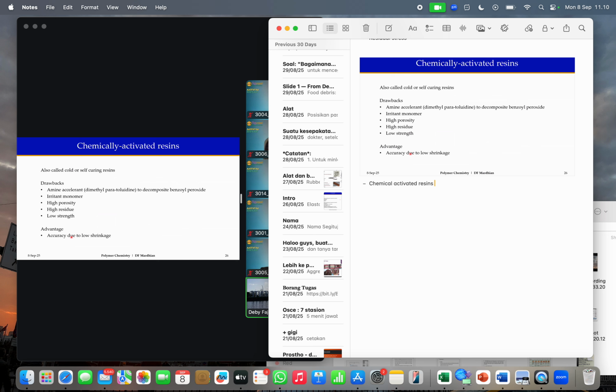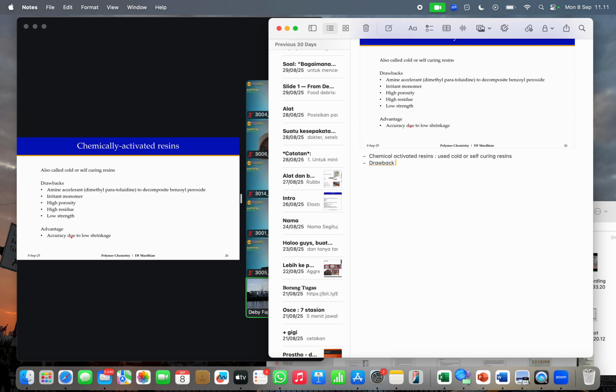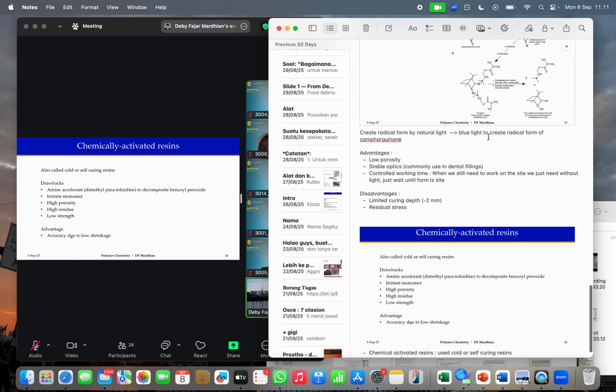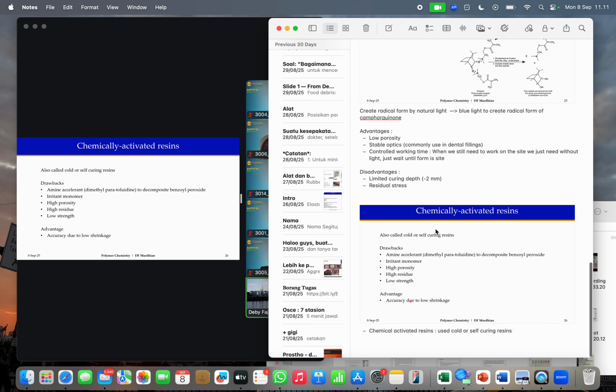And then unreacted monomer can be very irritative. And then the unreacted monomer also creates high porosity, high residue, and low strength. So compared to light activated resins and heat activated resins, chemically activated resins are no longer used.